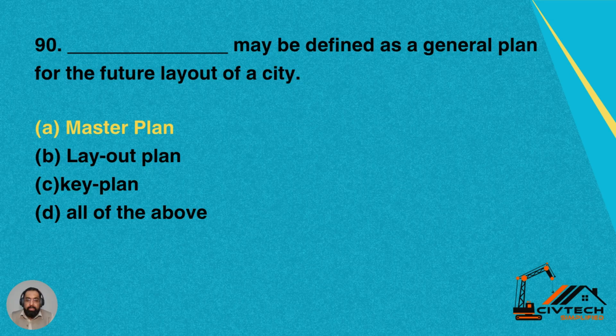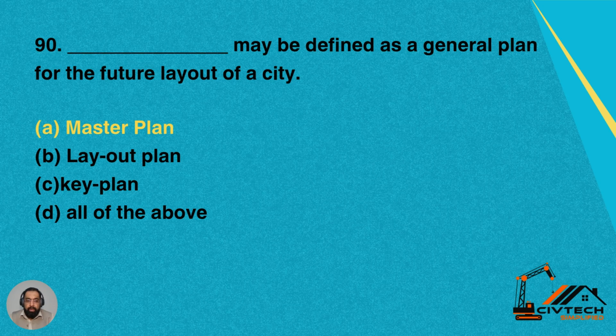Question 90. Dash may be defined as a general plan for the future layout of a city. So what is defined as the general plan for the future layout of a city? Number A, master plan. Number B, layout plan. C, key plan. D, all of the above.